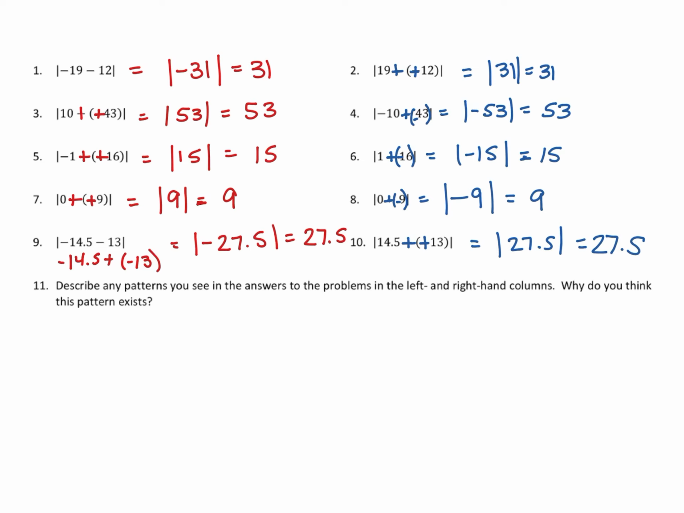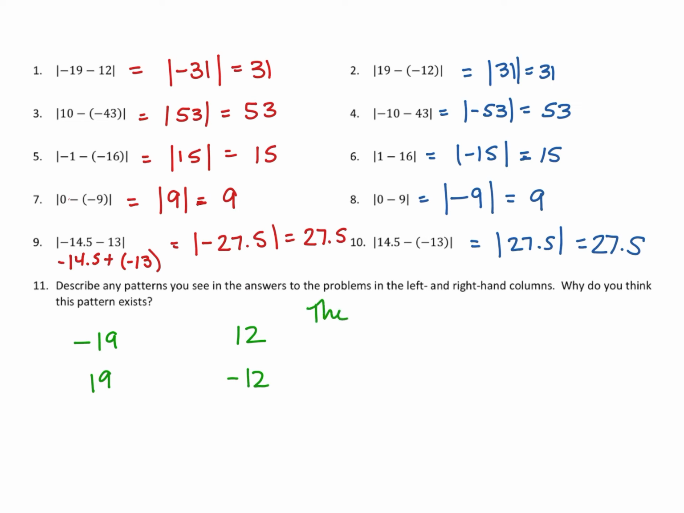In 11, it says, describe any patterns that you see in the answers to the problems in the left and right-hand columns. Why do you think this pattern exists? So in the first one, they're looking at the distance between negative 19 and 12. And in number 2, they're looking at the distance between 19 and negative 12.